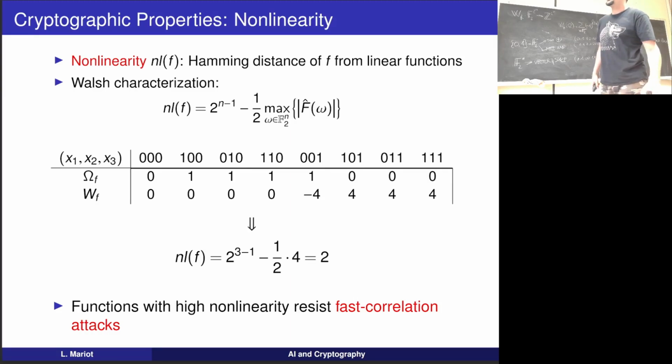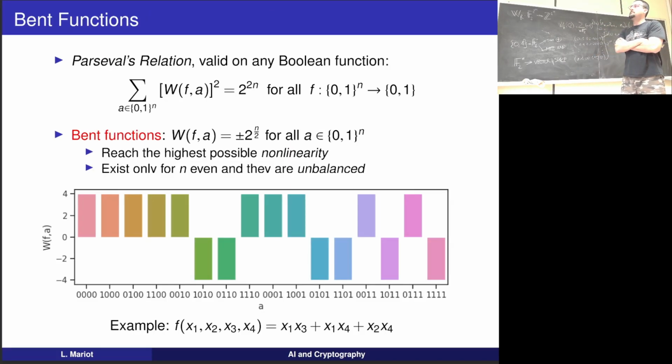Okay, now just an excursion about bent functions. So bent functions are basically the best possible that we can get with respect to nonlinearity. The fact is that for any Boolean function, we have what is called Parseval's relation. And this is a relation that is quite general in harmonic analysis, actually. So it is an instance of a more general phenomenon.